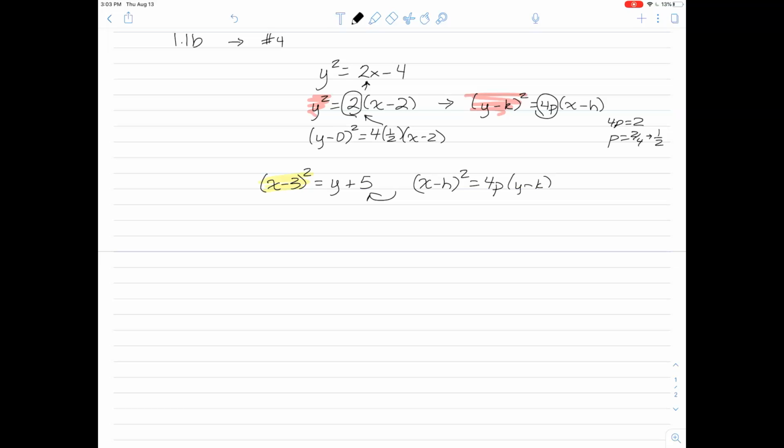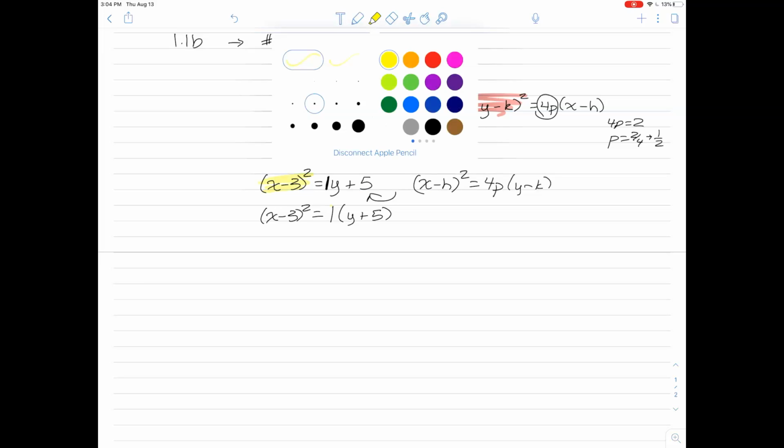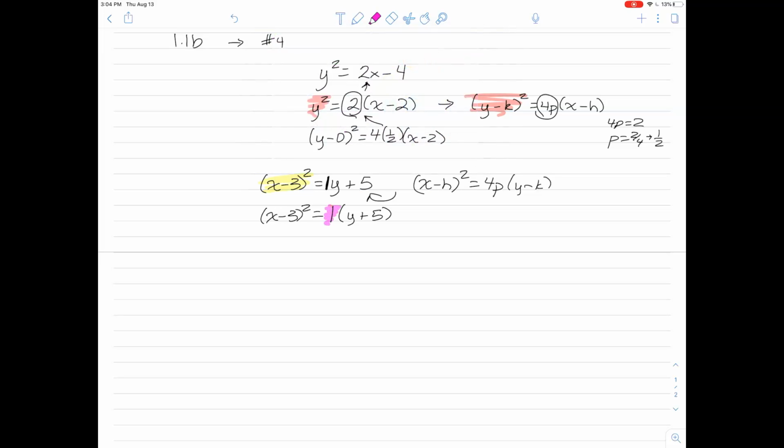So remember what I said, you always factor out the coefficient in front of the y, and in this case it's a 1. And so we're going to factor a 1 out. This is a true statement. 1 times quantity y plus 5 actually does equal y plus 5. And then now you've factored out a value. Here, I'll do a different color here. 1 can be replaced with 4p, right?